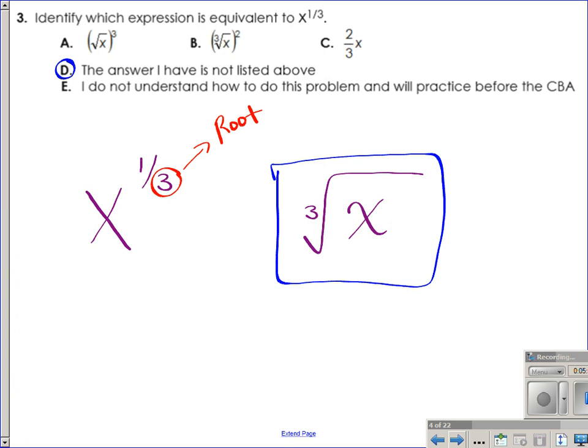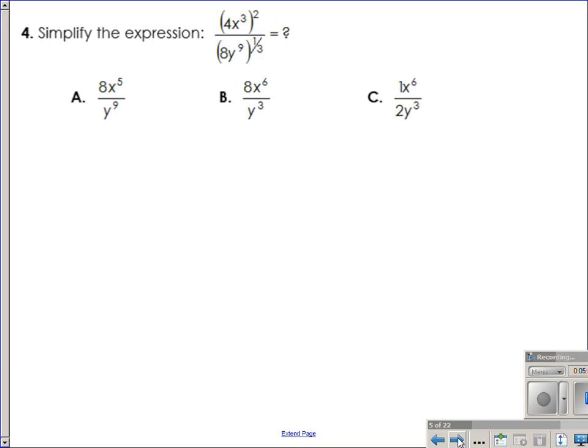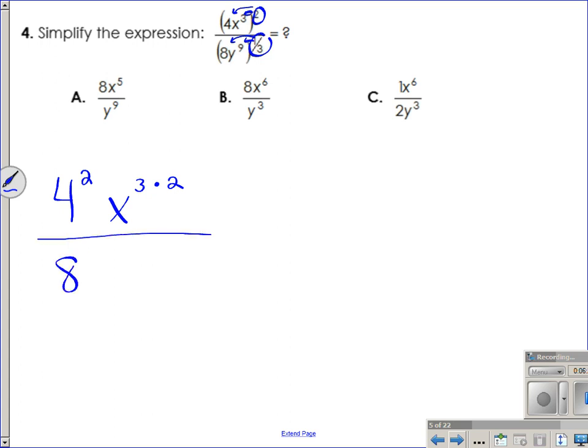Okay? Number 4, simplifying the rational expression. The first thing you should remember is that when you have a power on the outside here, we're going to make sure that power gets put on everything on the inside. And when I do that, I'm going to rewrite the problem. So I have 4 squared, x to the third to the second, over 8 to the 1/3, y to the 9th times 1/3. Remember, power to a power means you multiply. And now I'm going to simplify.